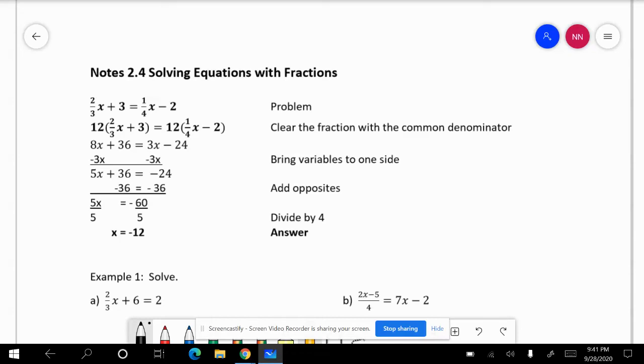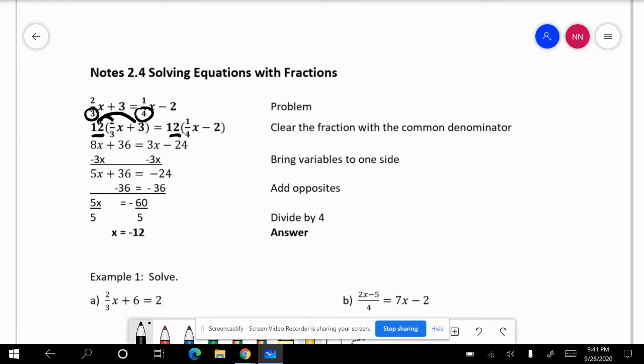We're going to be solving equations with fractions. One thing that we need to notice is that when we have fractions, we're going to look at our denominator. In this case, we have denominators of 3 and 4. So our next step is to find the common denominator, which we know is 12. We distribute the 12 to each of our terms.